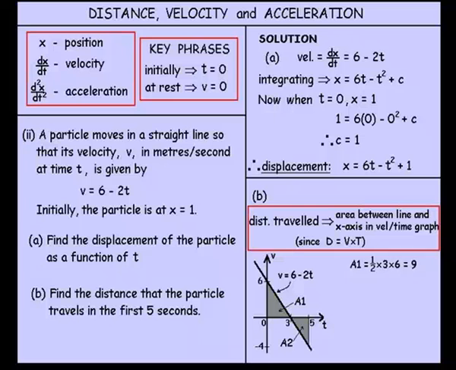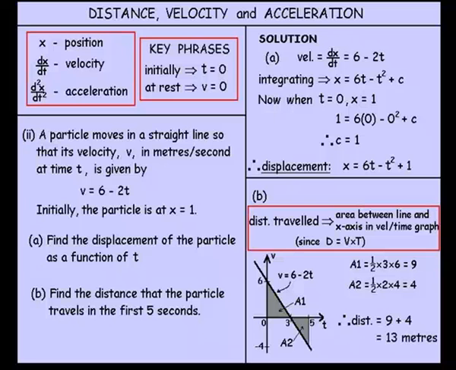So area 1 is a triangle, so it's half base times height. So it's half times 3 times 6, which works out to be 9. Area 2 is fairly simple as well. It works out to be a half times 2 times 4, which is 4. So therefore the distance is the sum. It's 9 plus 4, which works out to be 13 meters. So there we have it.